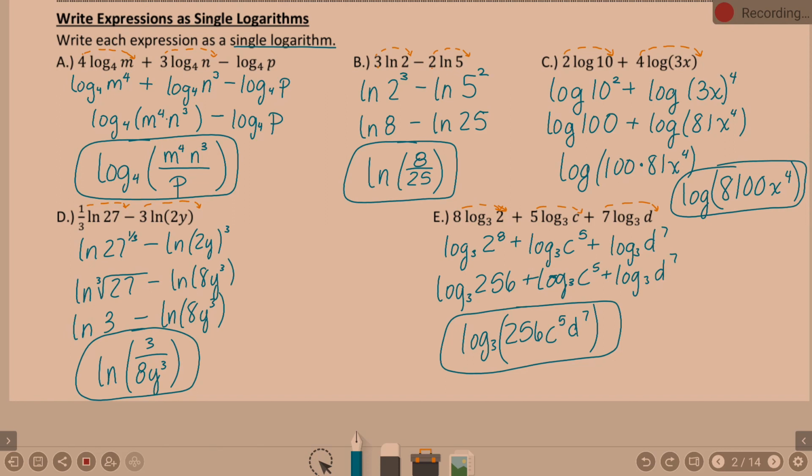Tomorrow, we'll talk change of base formula, which requires your calculator. Okay? So we'll talk about that tomorrow. You should have some work time tomorrow. Don't forget, 6.4 is due today. So get 6.4 done, you can start working on 6.5, and we'll go from there.